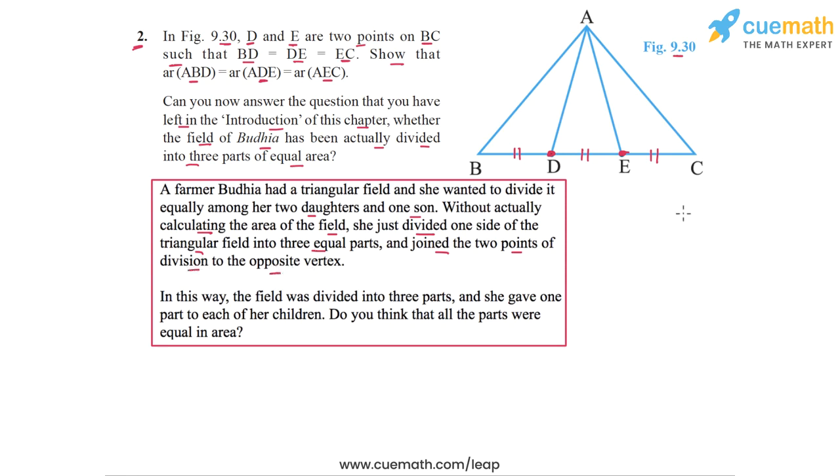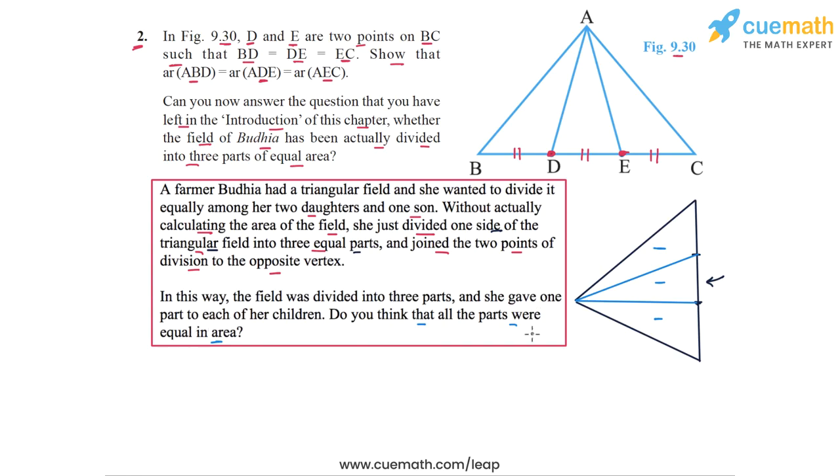So let me show you what she did. So she had a triangular field. Let's quickly draw any triangular field. And so let's say this is the triangular field of the farmer. So she wanted to divide it equally among her 3 children, 2 daughters and 1 son. She just divided one side of the triangular field into 3 equal parts. So suppose that she divided this side into 3 equal parts like this, and then she joined the 2 points of division to the opposite vertex. So from the opposite vertex she joined these 2 points of division, and she basically got these 3 parts. Do you think that all the parts were equal in area?